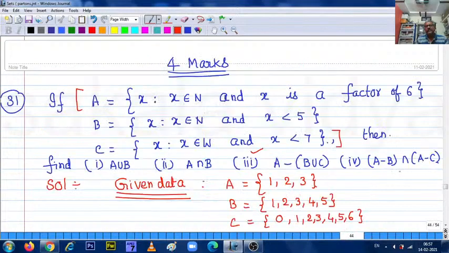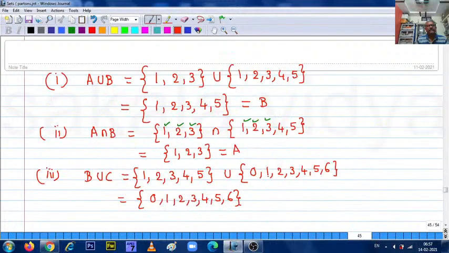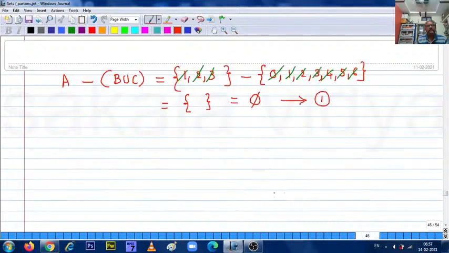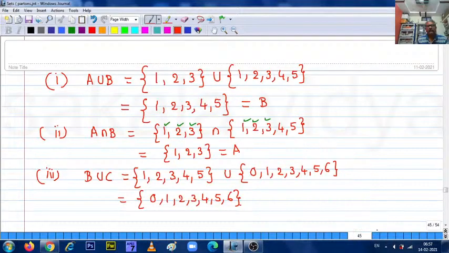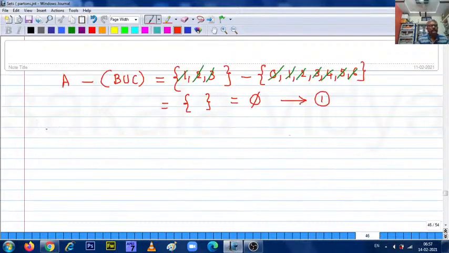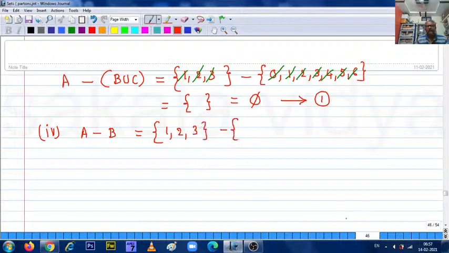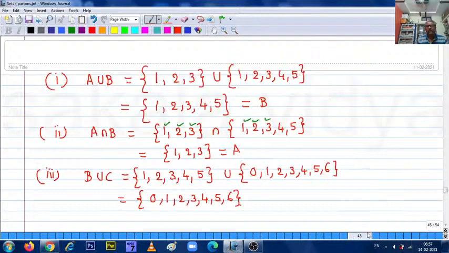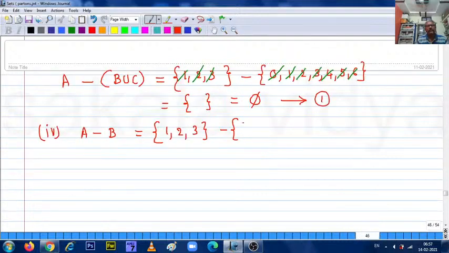A minus B intersection A minus C. First, find out A minus B. So that is the fourth question. First we need to find out A minus B. What is A minus B? A is 1, 2, 3, minus set B. What is set B? Set B is 1, 2, 3, 4, 5.